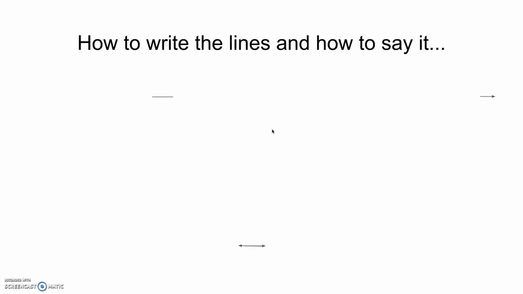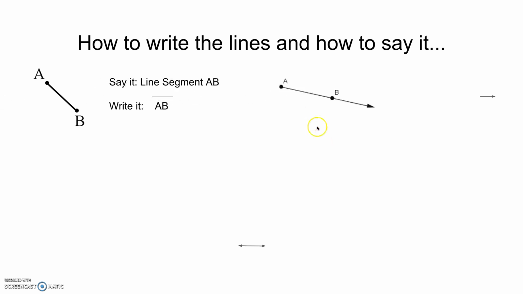Next, we will learn how to write the lines and how to say it. So with this line, you say line segment AB. And you write it with capital letters and a line right over them. As you can see, we have the ray, and you call it ray AB. You write it with capital letters and an arrow pointing in one direction, as you see here.